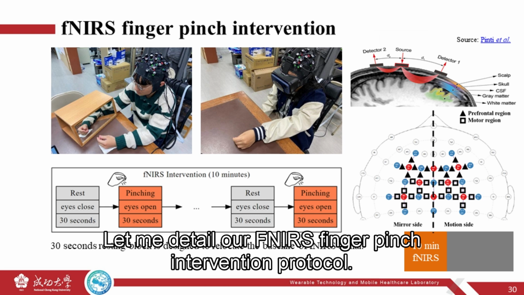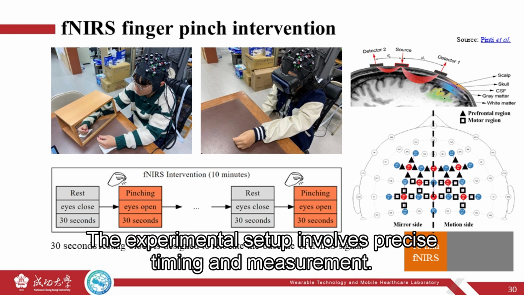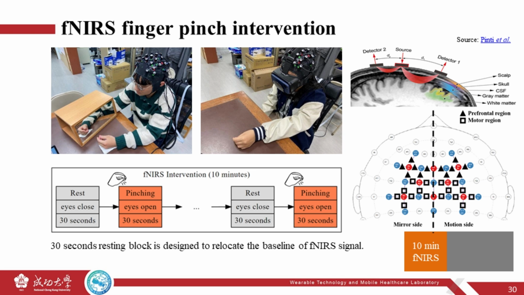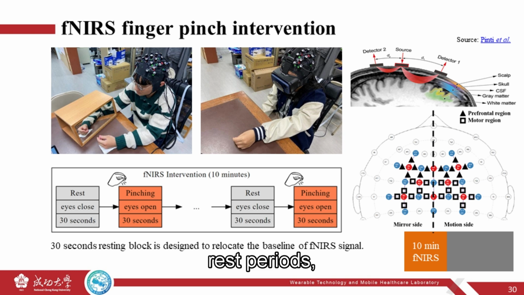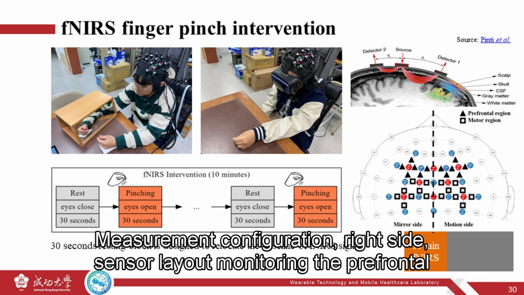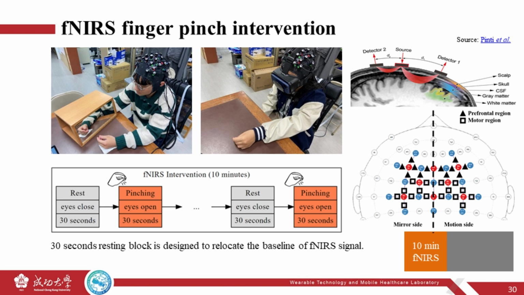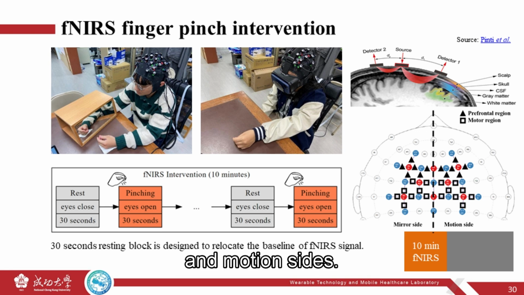Let me detail our FNIRS finger pinch intervention protocol. The experimental setup involves precise timing and measurement. Intervention cycle. Total duration, 10 minutes, alternating between 30-second rest periods, eyes closed, and 30-second pinching tasks, eyes open. Measurement configuration. Right side, sensor layout monitoring the prefrontal region. Left side, monitoring motor region activity, bilateral measurement to compare mirror and motion sides.